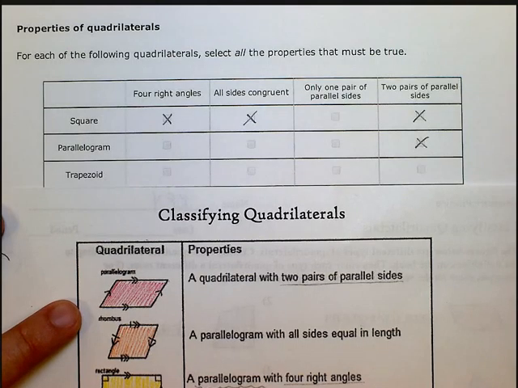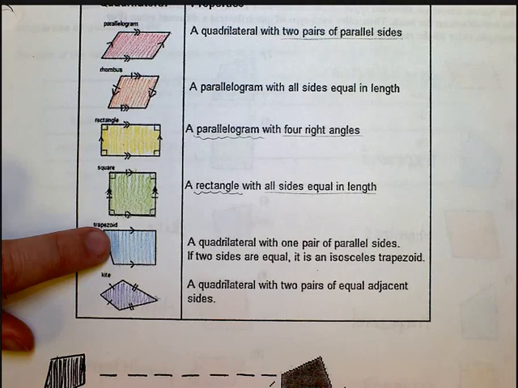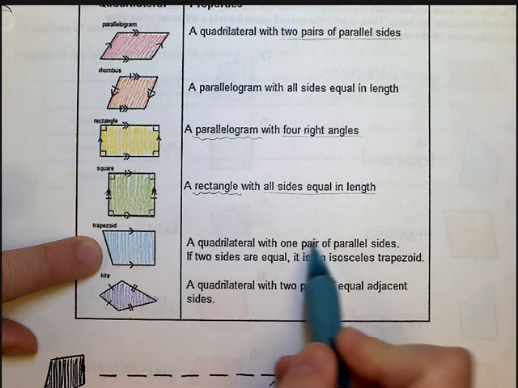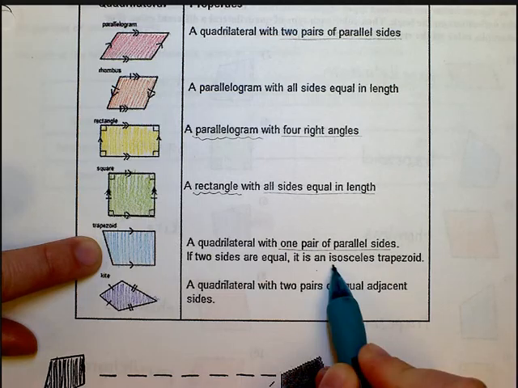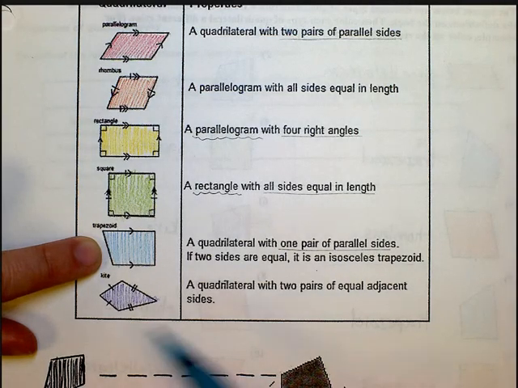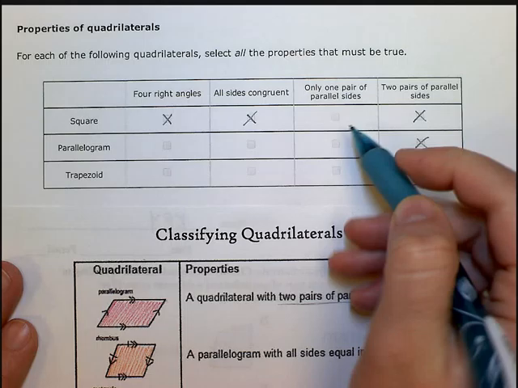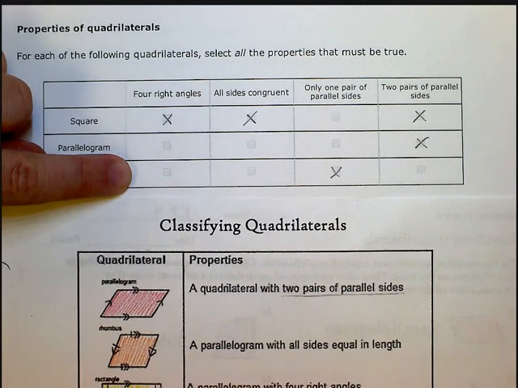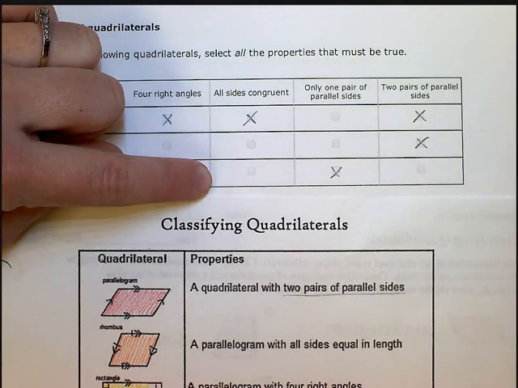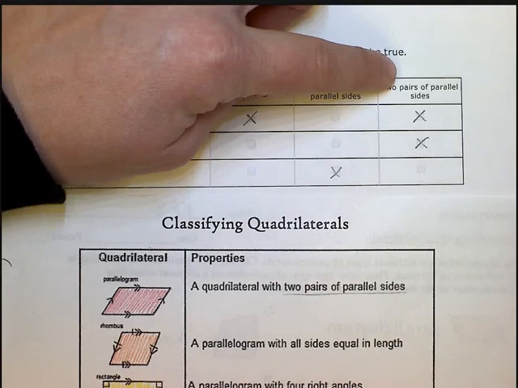Alright, last but not least, trapezoid. So let's slide down here and look at our definition. A trapezoid is a quadrilateral with one pair of parallel sides. Okay, and then this talks about an isosceles trapezoid, but we don't need to worry about that. So we're just concerned about this first part here. A quadrilateral with one pair of parallel sides. So only one pair of parallel sides is that. It does not have to have right angles. They do not have to have congruent sides. And obviously if it's only one pair of parallel sides, there can't be two. So that's it for a trapezoid.